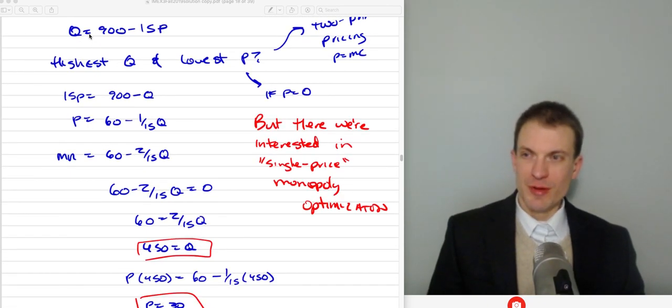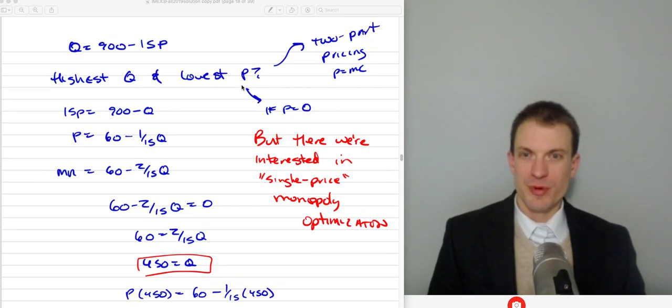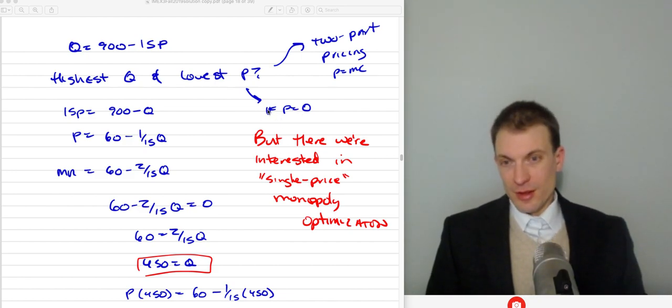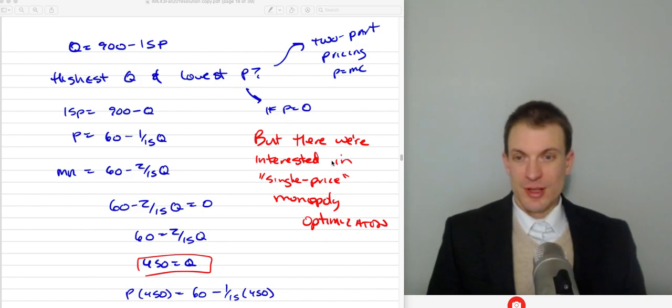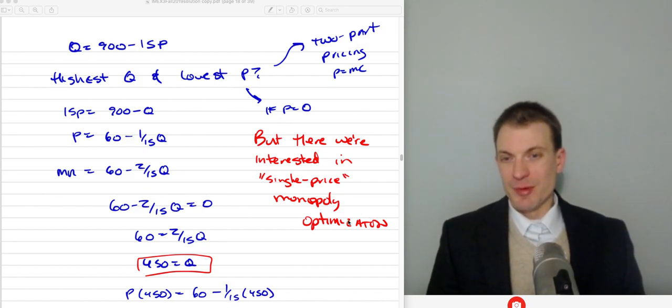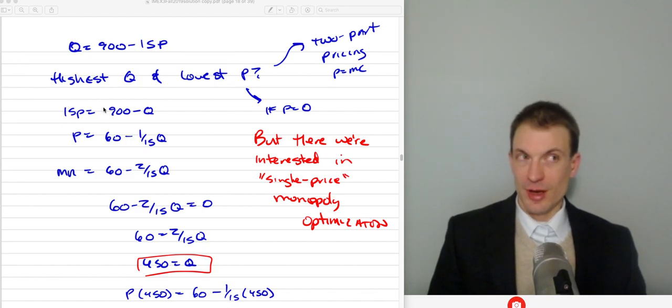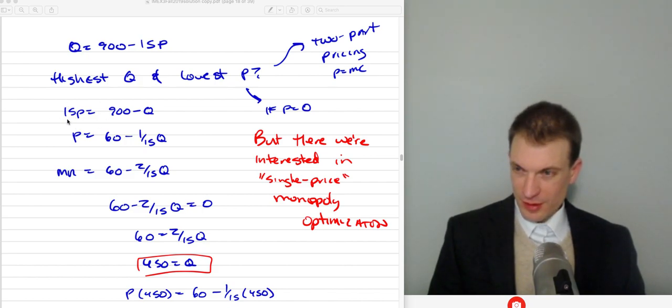So here is the demand curve, 900 minus 15p. What's the highest quantity and lowest price? Well, the two-part pricing scheme would set price equal to marginal cost. But if price is equal to zero, that'd be the lowest possible price. Here we're interested in single price monopoly optimization. And so let's see.